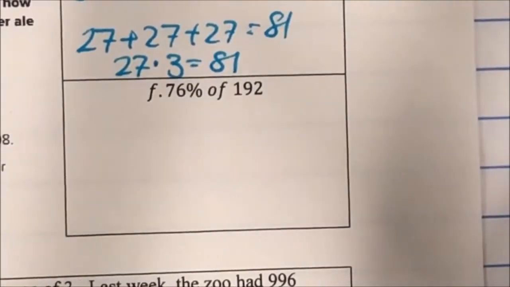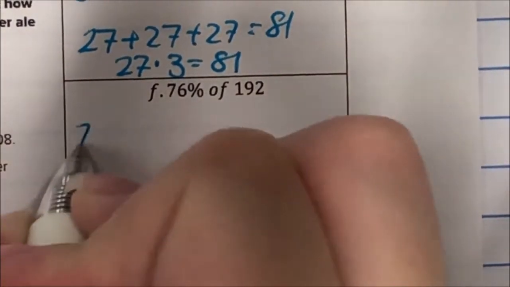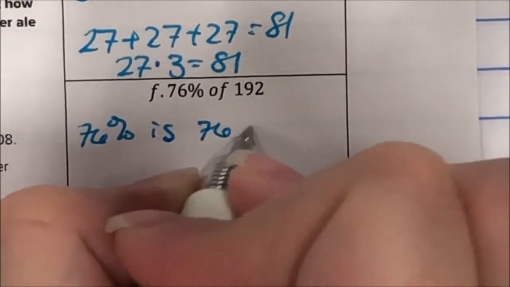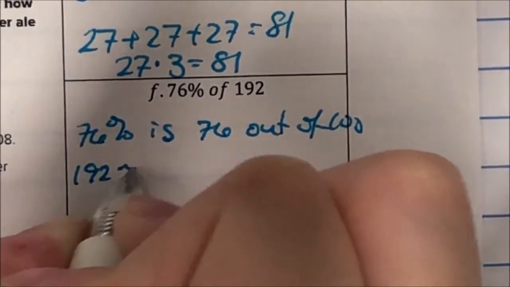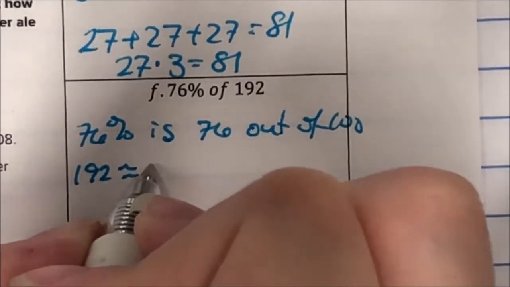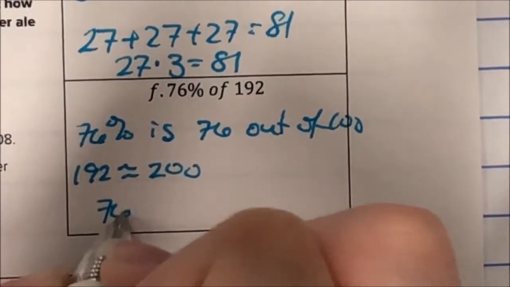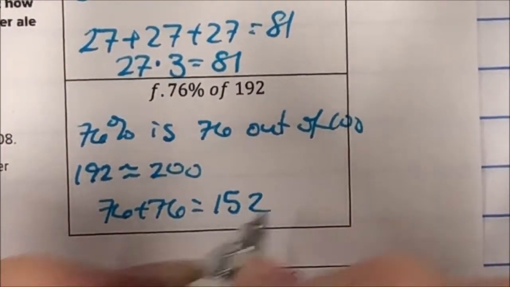For letter F, 76% of 192. 76% is 76 out of 100. 192 is approximately 200. So I'm going to take 76 plus 76, which equals 152.